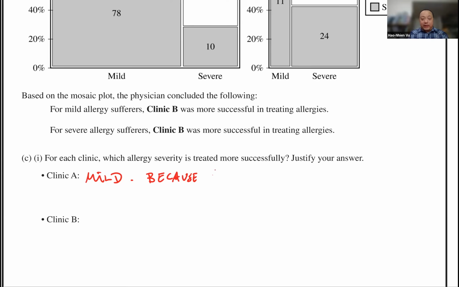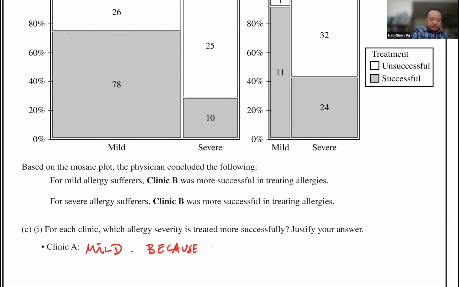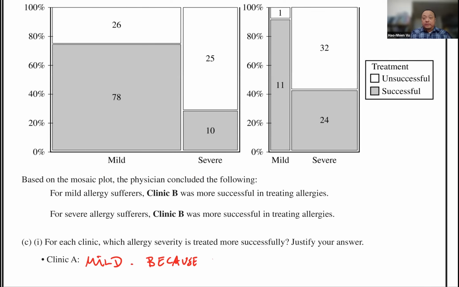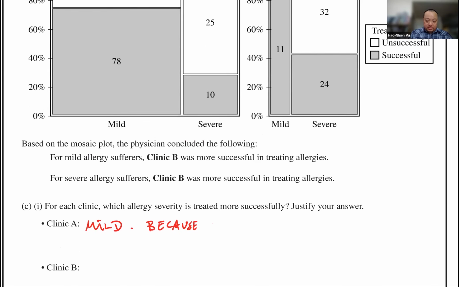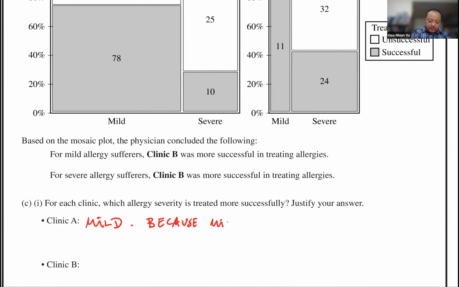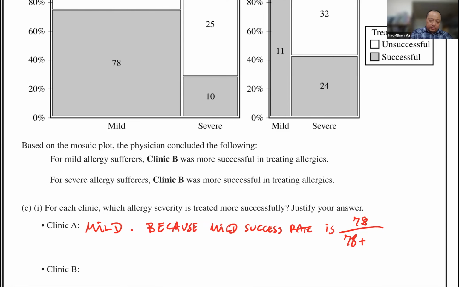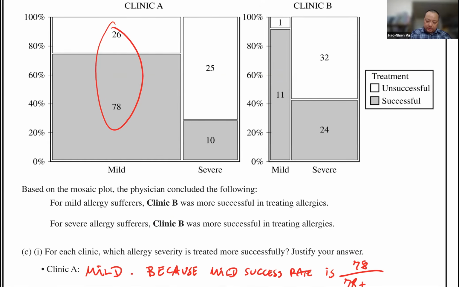If I were in my own class, I would just refer to the graph. This is higher than that. But since it's a written exam, I don't know how the rubric works. Going by numbers is always the safer route. So because the mild success rate is 78 over 78 plus 26.